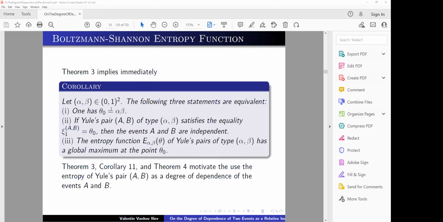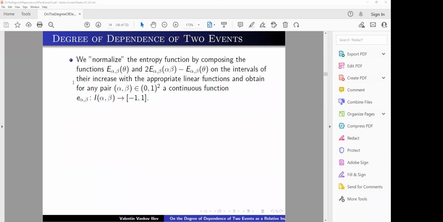This is equivalent to theta being alpha times beta, and so on. Though this is a formal statement, the previous theorem, the corollary, and this theorem about sample spaces with equally likely outcomes motivate the use of the entropy of a Yule pair AB as a degree of dependence of the events A and B. And we normalize the entropy function by composing the functions E alpha beta theta and 2 E alpha beta at the point alpha beta minus E theta on the intervals of their increase.